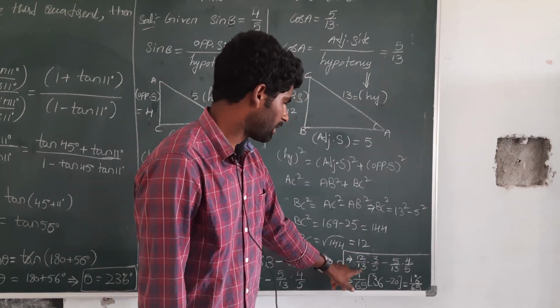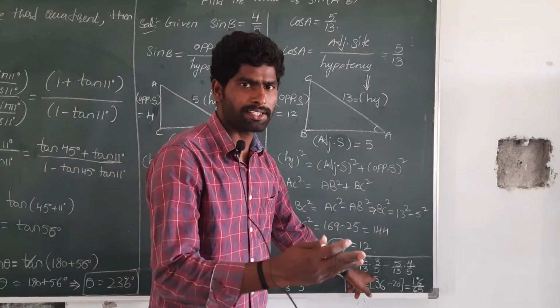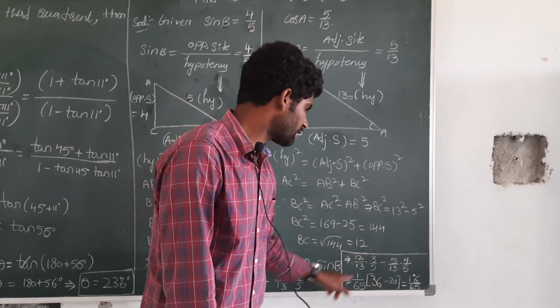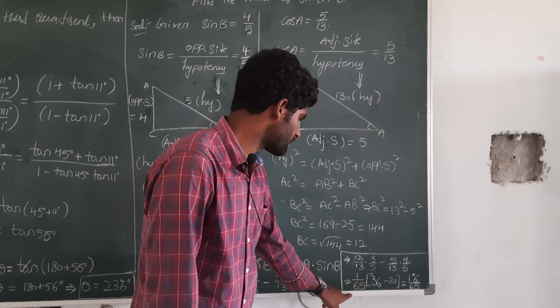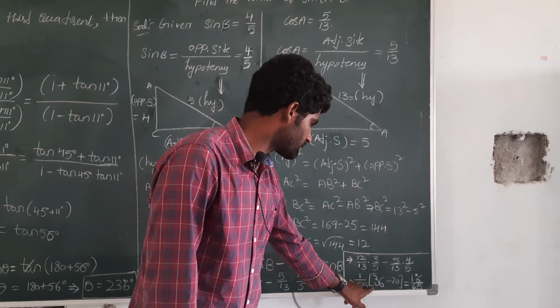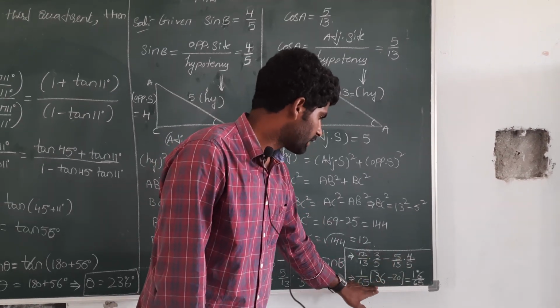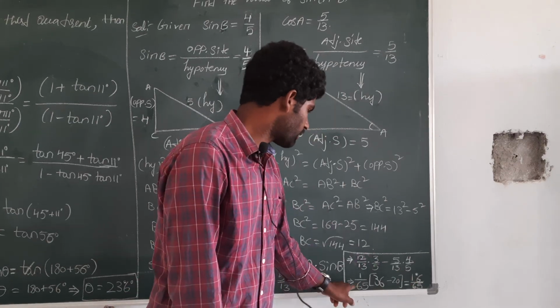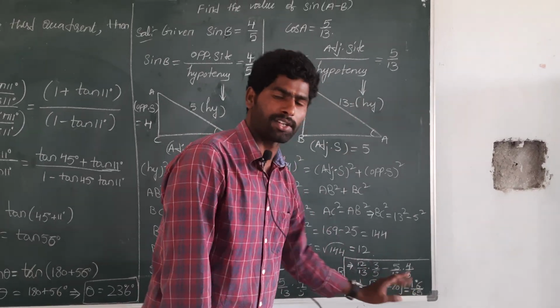Now I multiply the 13 into 5. 13 5s are 65, so I take the common denominator 1 by 65. 12 3s are 36, 5 4s are 20. 36 minus 20 is 16. So finally we are getting 16 by 65.